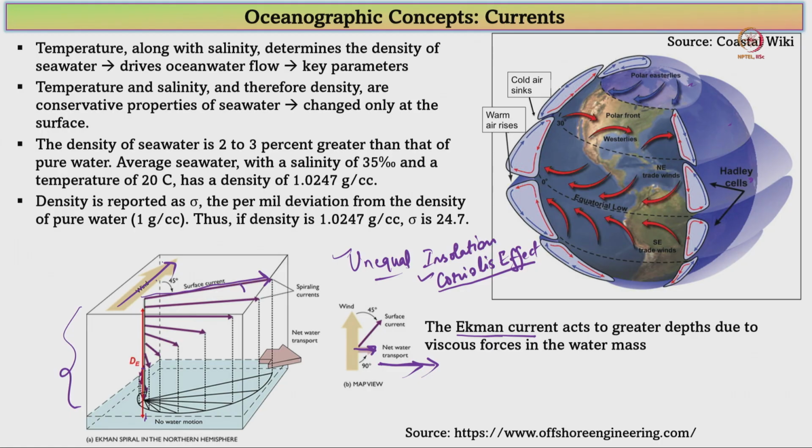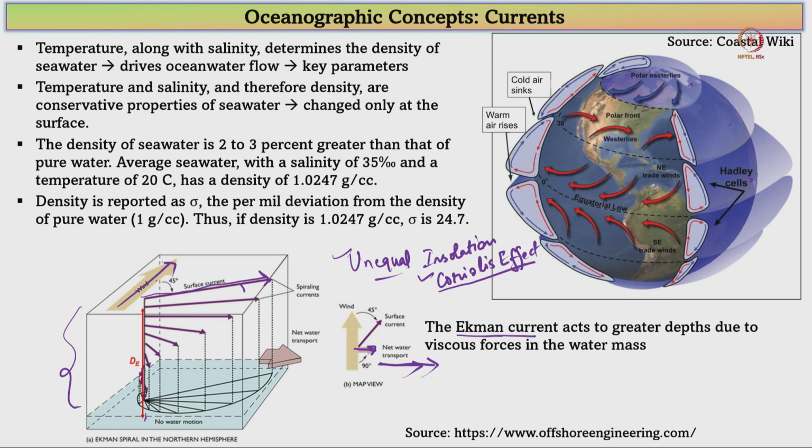Okay. Now, temperature and salinity and also therefore density, they are conservative properties of water. That means, they change only at the surface, at depth they are the same, they are very well mixed at depth. Okay. They are conservative, only changes are noted at the surface ocean. Below the surface ocean, in the depth of the ocean, it is all very well mixed. The density of seawater is 2 to 3% greater than pure water. So, seawater is slightly more dense.